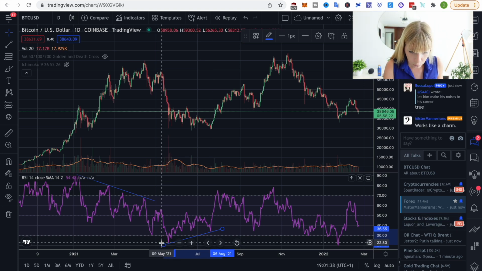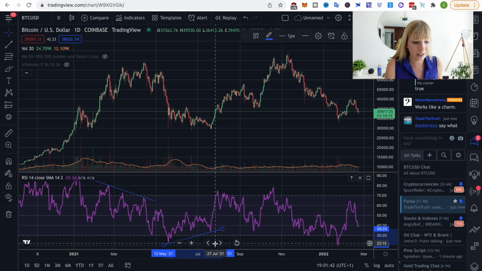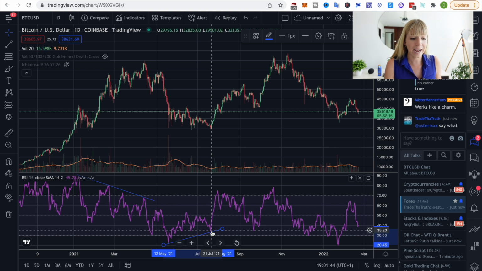RSI wise, that would be around 22. So you would expect it to go that low, but it didn't do that. It stayed higher. So that's another indicator that a price reversal is probably imminent.